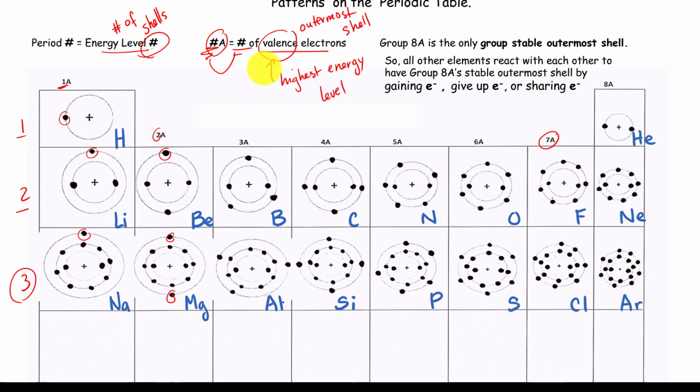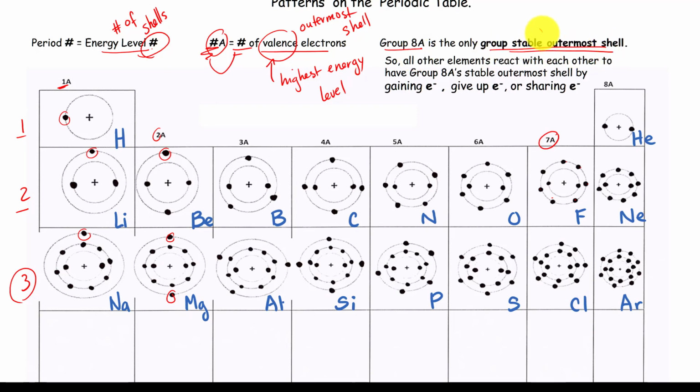Now, let's look at the most important pattern of all, which is group 8A. This group is the only group on the periodic table that is considered stable. That means it doesn't want to bond or react with any other element. Group 8A is the only group that consists of all the elements that have a stable outermost shell.